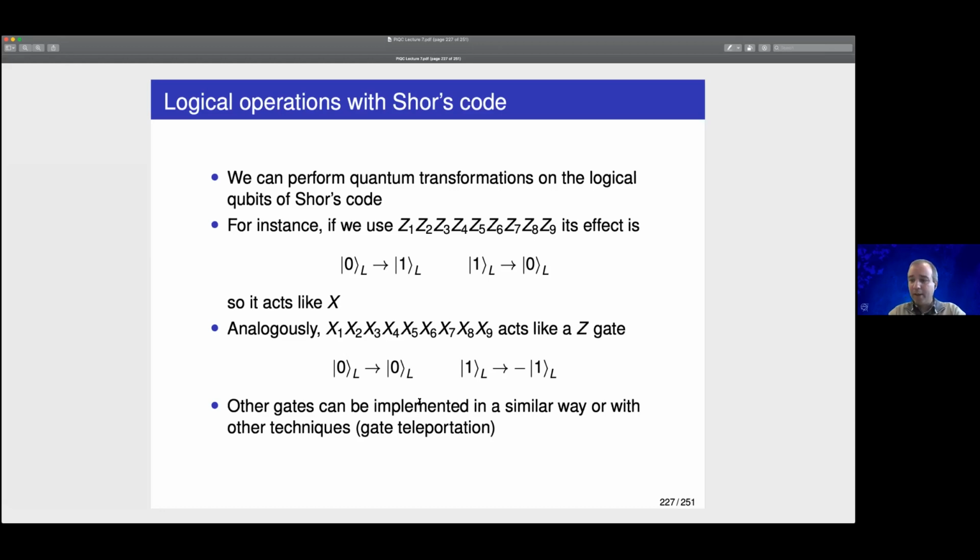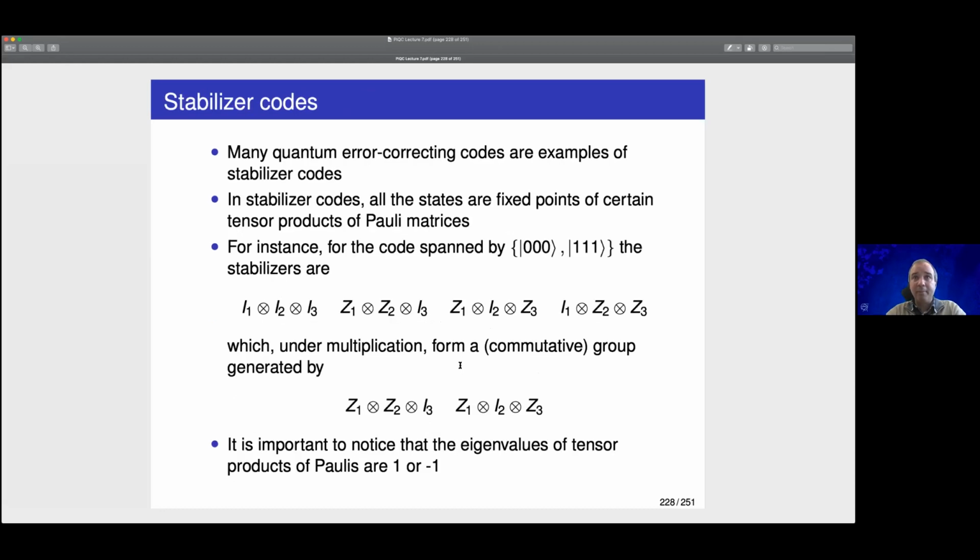But there are other techniques that you need to apply in order to implement these logical operations, also what is called magic state distillation. There are several different techniques that you can use in order to obtain what we want, that is fault-tolerant quantum computation. Okay, I will talk about that in a minute.